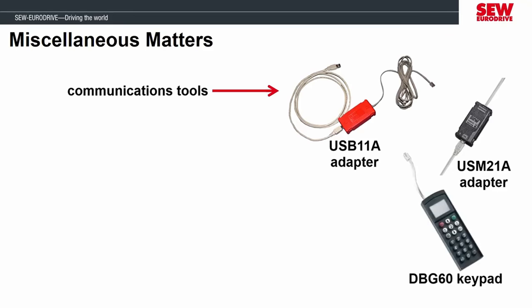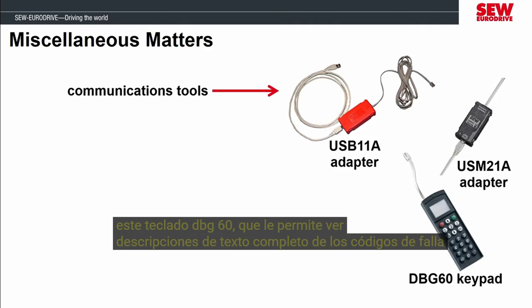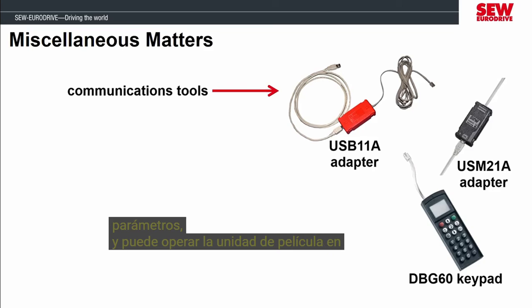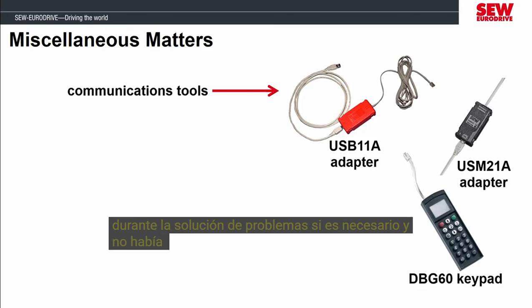Another common accessory you'll see is this DBG60 keypad. This allows you to see full text descriptions of fault codes. You can view, modify, and back up the parameters, and you could operate the MOVIDRIVE in manual mode with a keypad during troubleshooting if you had to and there wasn't a computer nearby.